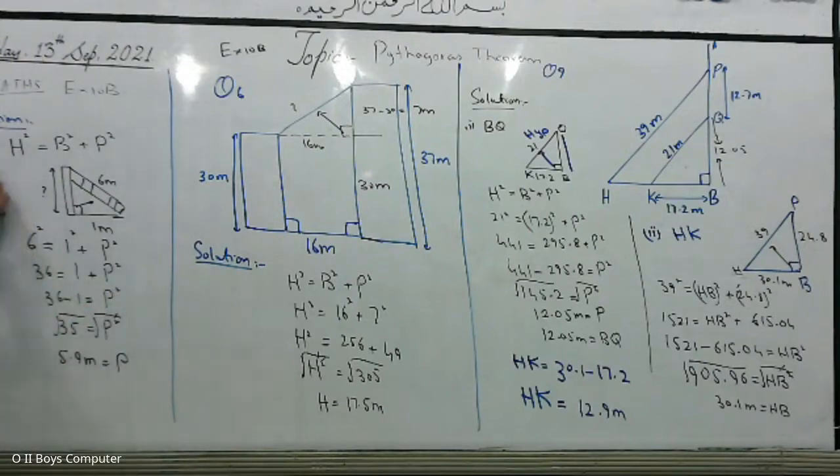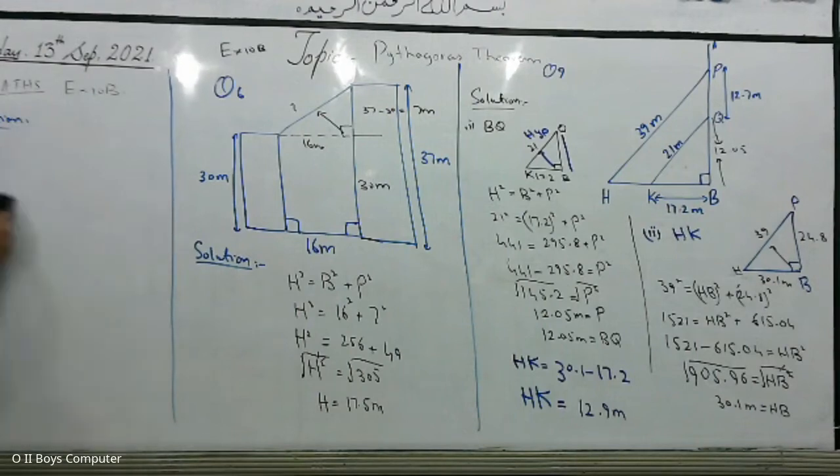So the first question I'm going to take is question 8 from exercise 10b. I'm going to read question number 8. A table coaster in the shape of a rhombus has diagonals of length 10 centimeters and 24 centimeters. Find the length of each side of the coaster.